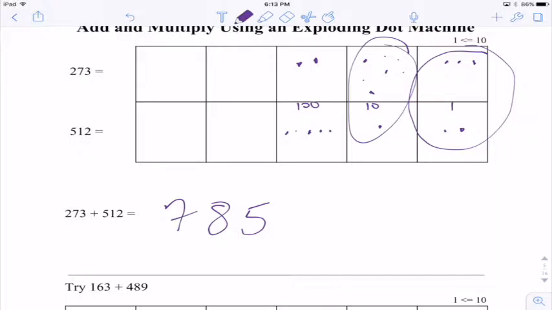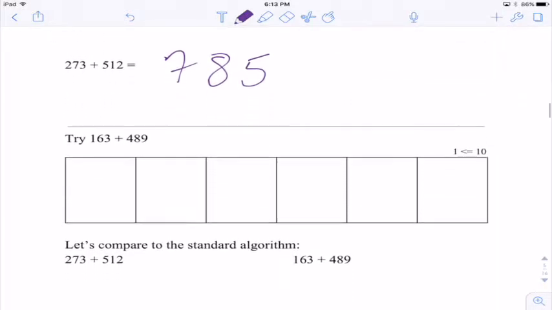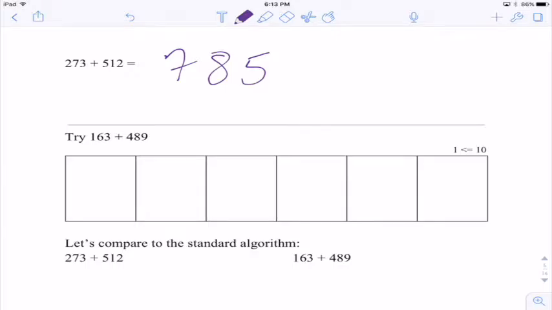Now that was way too easy, right? We didn't have to do any sort of carrying over, as they like to call it. So let's add now again. So we got 1, 6, 3, which is 163. Then we've got 4, 8, and 9.